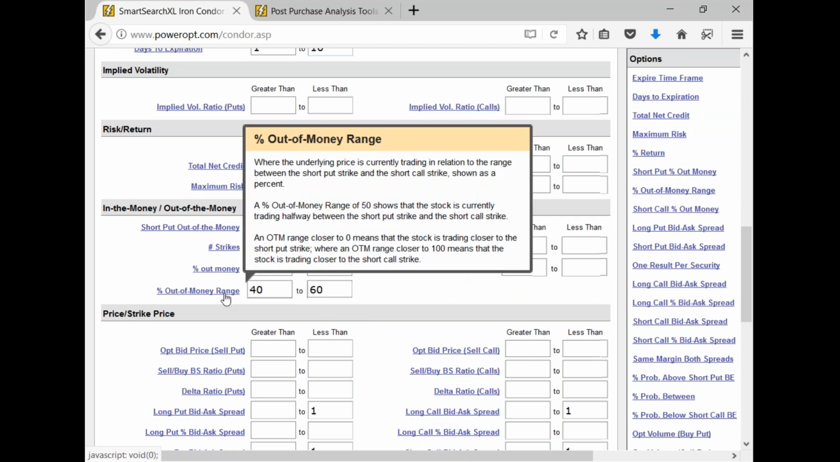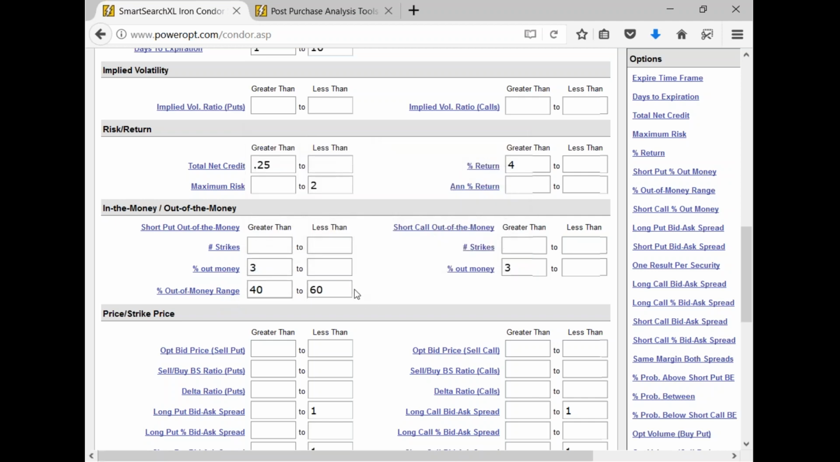Now this percent out of the money range, this is a filter that's allowing you to set where the stock price is in relation to your short call and your short put of the Iron Condor. A percent out of the money range of 50 on an Iron Condor means the short call and the short put are equidistant from the current stock price. So that's why my range is set to 40 to 60. I want it to be as close to between the two strikes as I want.